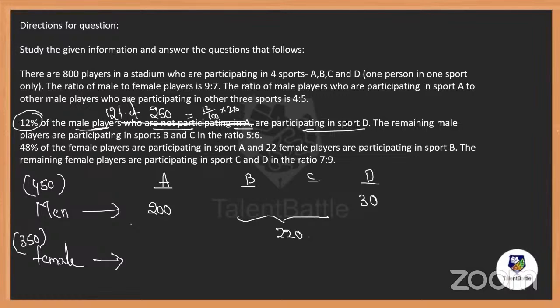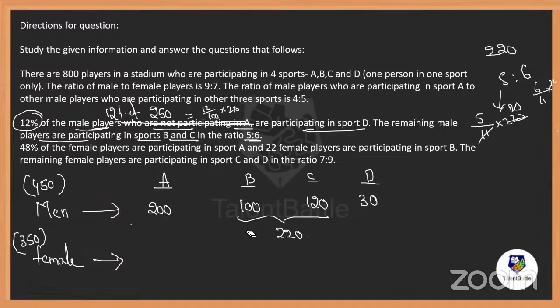Okay. Next, the remaining male participants of B and C are in the ratio of 5:6. Means this 220 is in the ratio of 5:6. So split it 5:6, means how much? 5 by 11 into 220. So how many people here? It's 100 for B and the remaining 120 for C, or you can write it as C, 6 by 11 into 220, which is 120. So we got the entire male A, B, C participants.